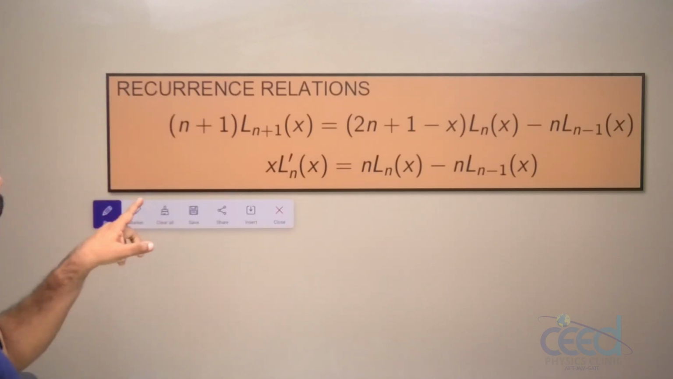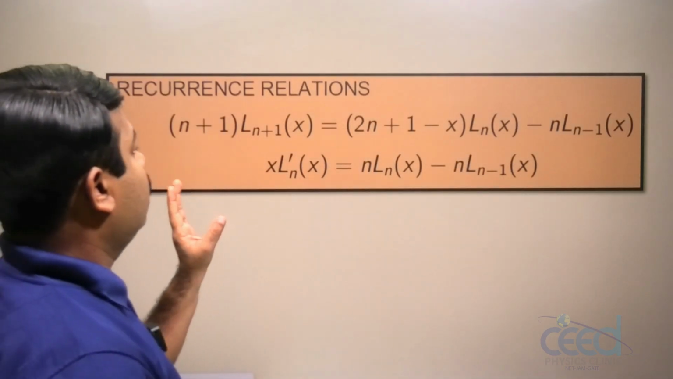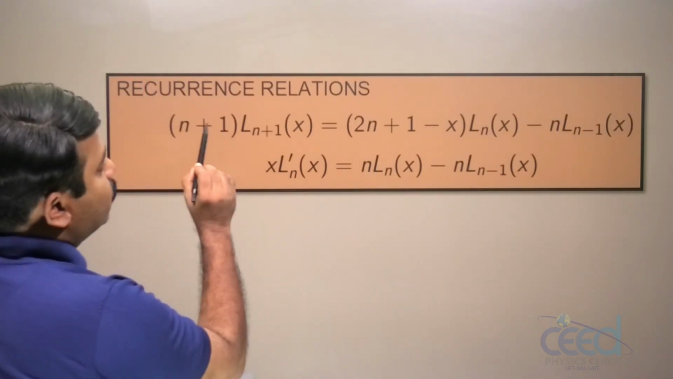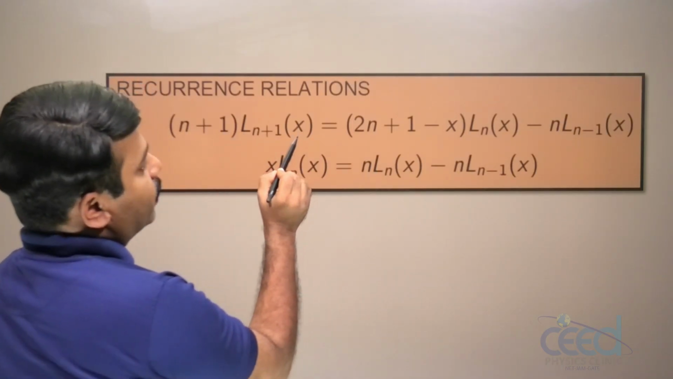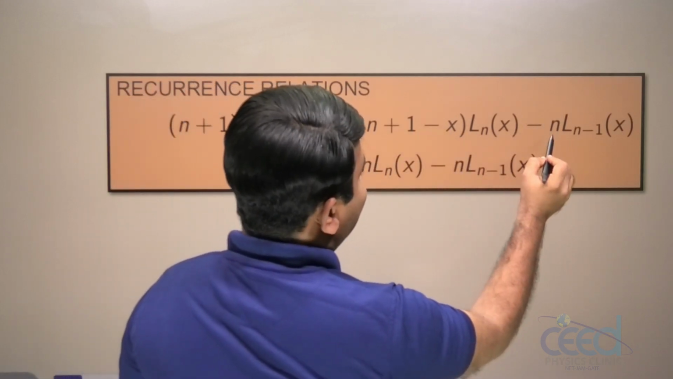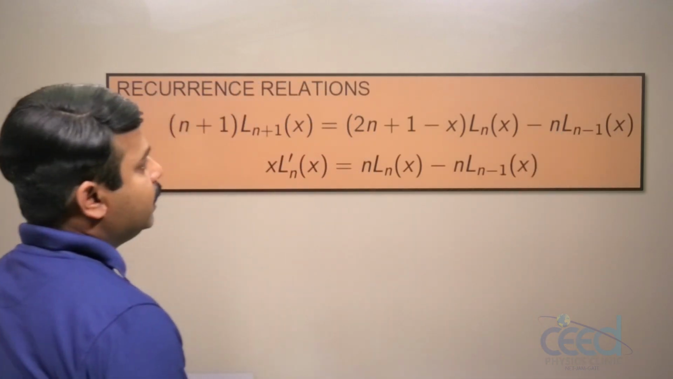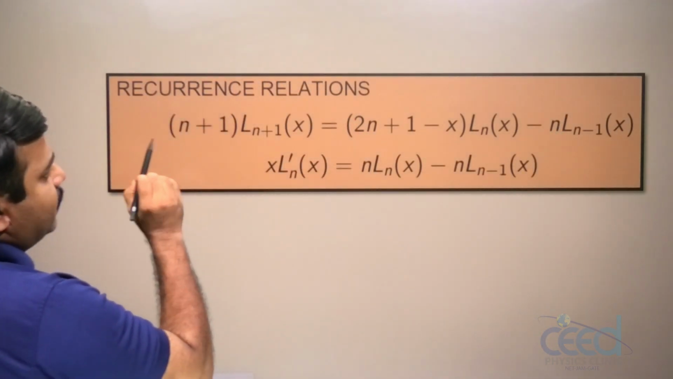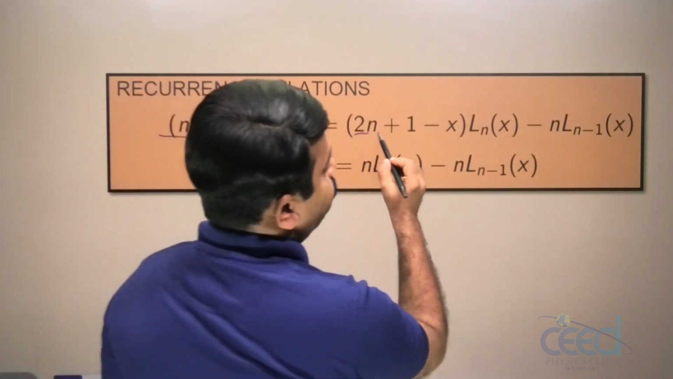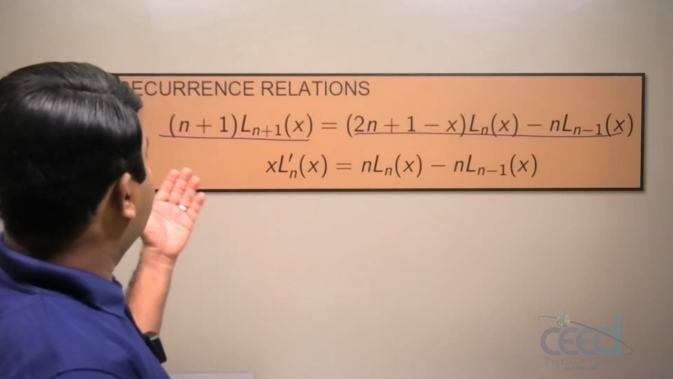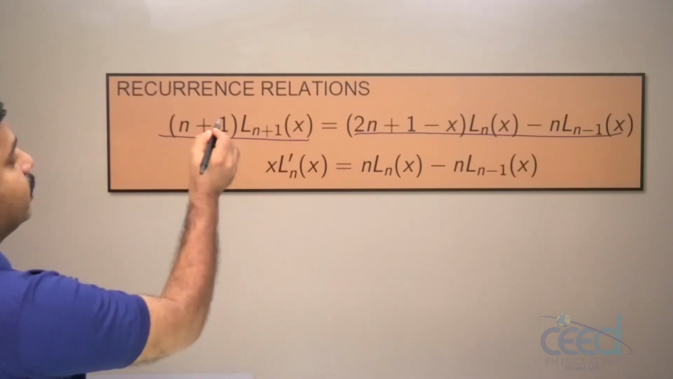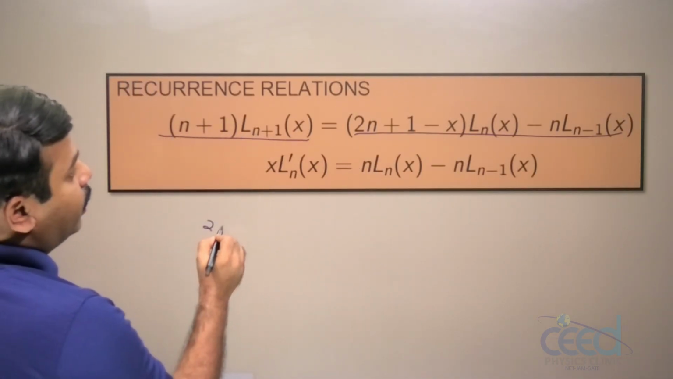So you have to learn this recurrence relation by heart. We can prove it, but you have to memorize it. (n plus 1) L_{n+1}(x) is equal to (2n plus 1 minus x) L_n(x) minus n L_{n-1}(x). To check this, you can take n equal to 0 or n equal to 1 on either side.